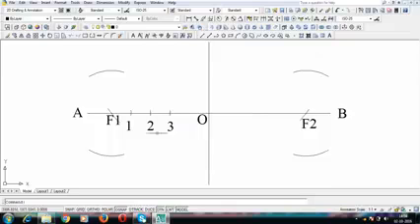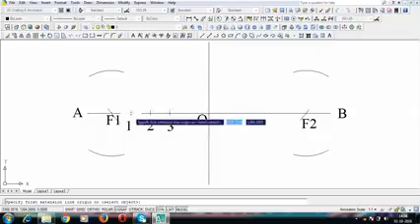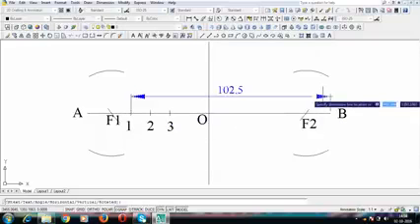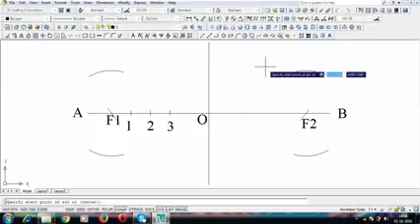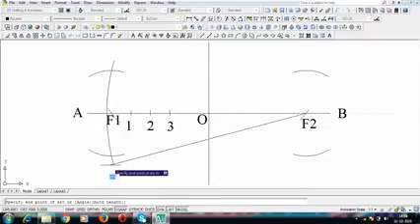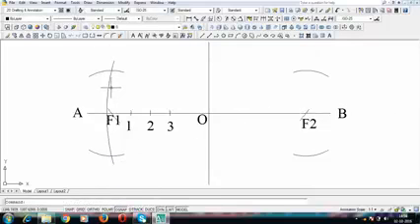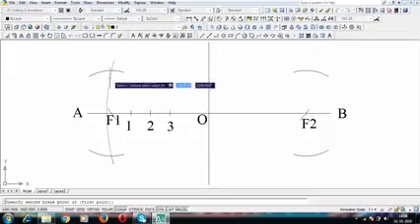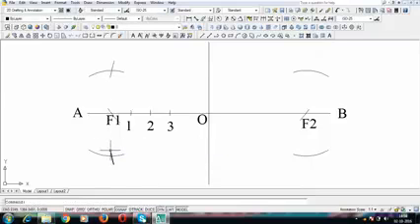Let us take an arc from 1 to B. This arc has a length of 102.5. So taking F2 as center, 102.5, that's the arc I was talking about. Now again we need to take F1 as center, and again I need to put an arc.